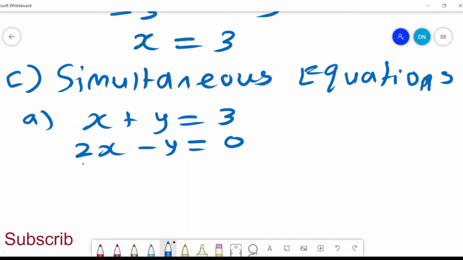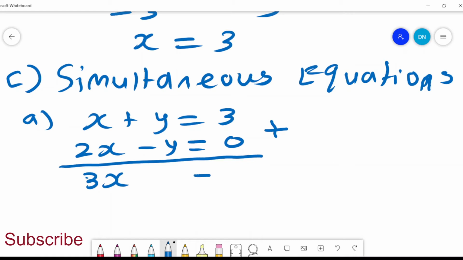And what is involved in eliminating? I need to do away with one variable. So for example, I can eliminate y. Since this is positive and this is negative, when I add, positive y and negative y will give me 0. And x plus 2x will give me 3x, and 3x will be equal to 3. Therefore, if I divide through by 3, I'll be left with x is equal to 1.